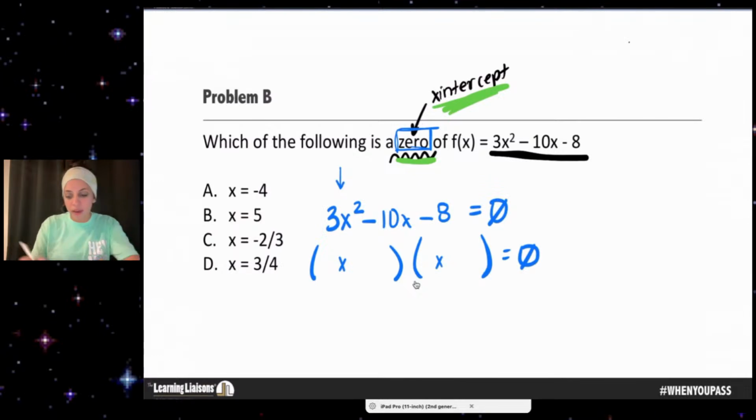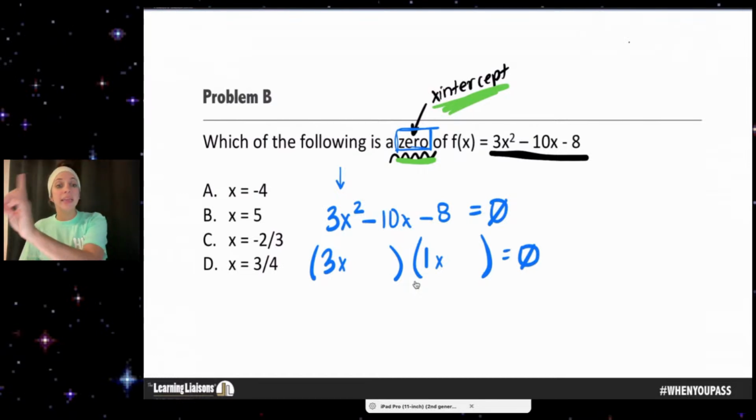Only 3 and 1. That's it. 3x and 1x. That's it. 3x times 1x is 3x squared. That's the only possibility. Now, could you do this, 1x and 3x? Sure. I always do the larger number first. I don't know why. It's just habit. But that's just what I do.